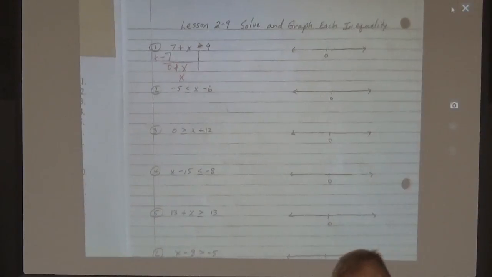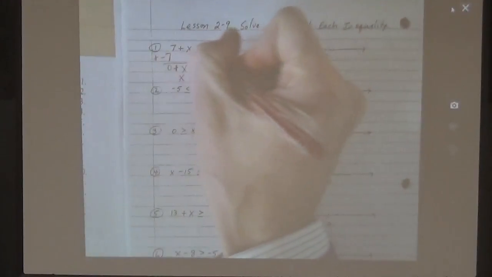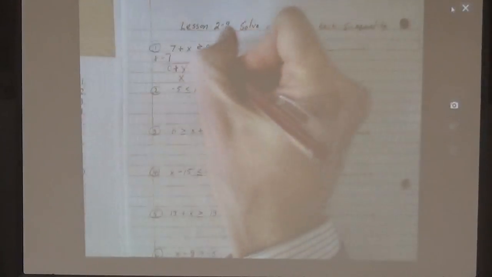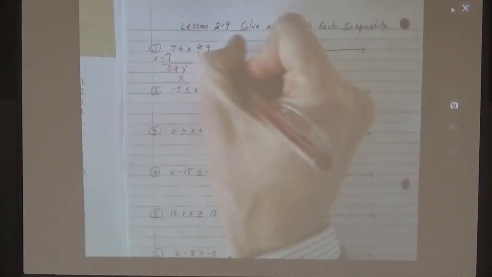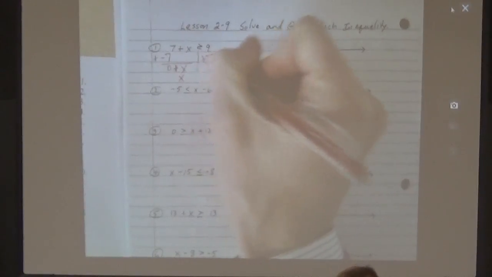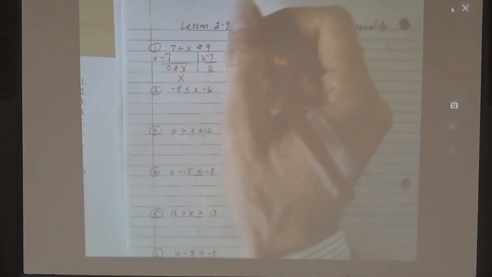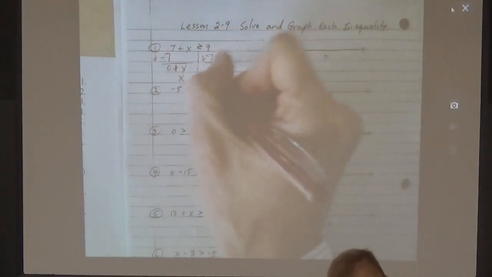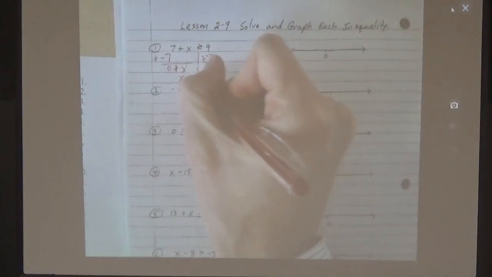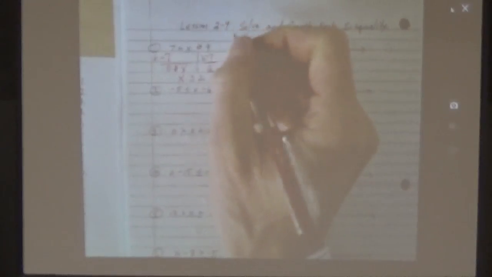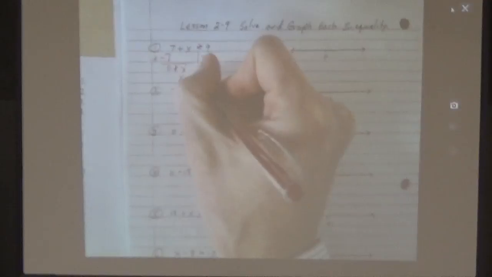Otto? You add -7 to 9. Good. Then add -7 to 9 to the other side. Then write the solution with the symbol. Greater than or equal to 2. X is greater than or equal to 2. Okay?